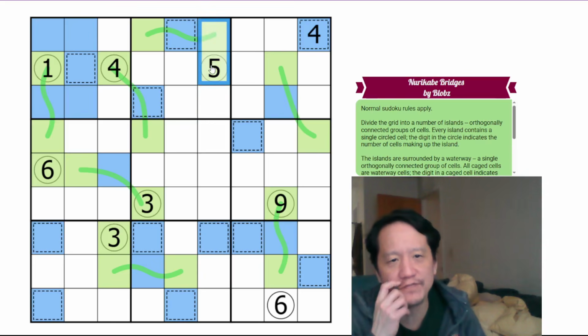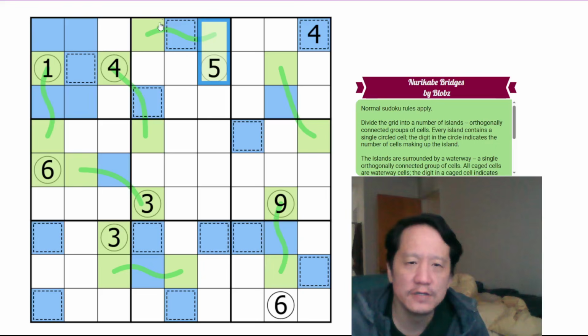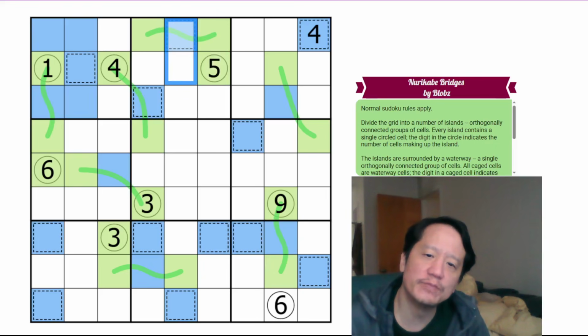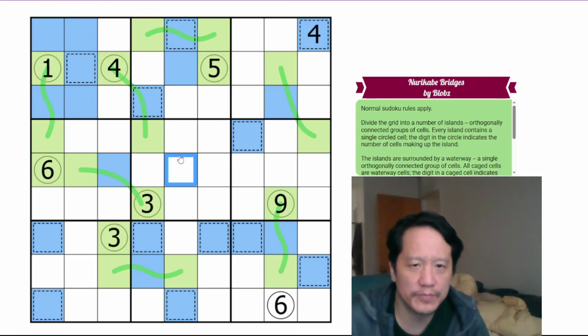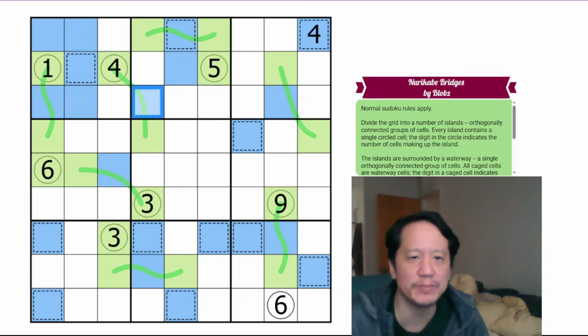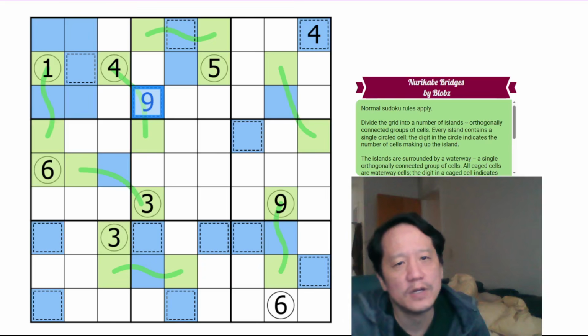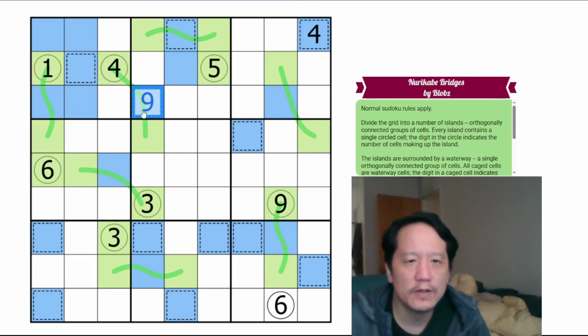This is part of the 5 lands. This water must orthogonally connect to the rest of the waterway, so it has to go there. This is 4, so this must be 9 here. Oh, interesting. Because 4 is only 5 or more away from 9.